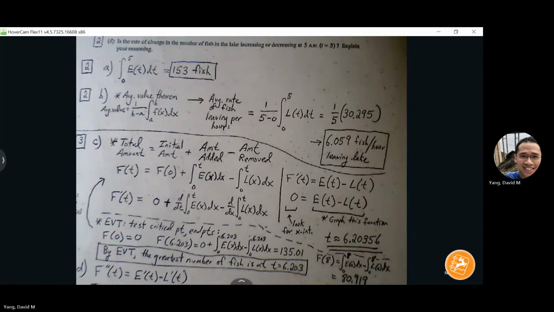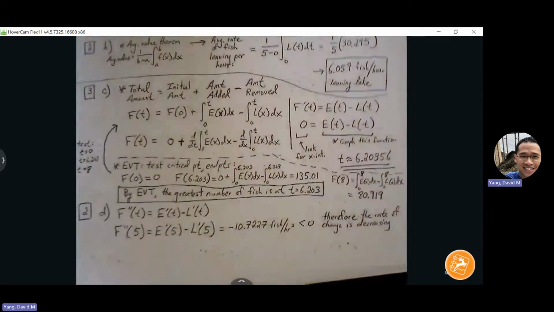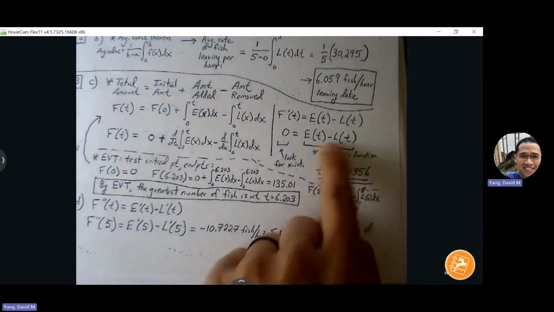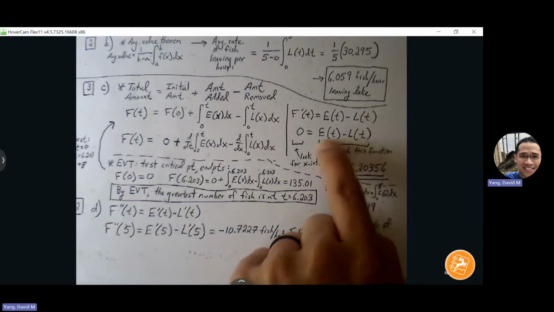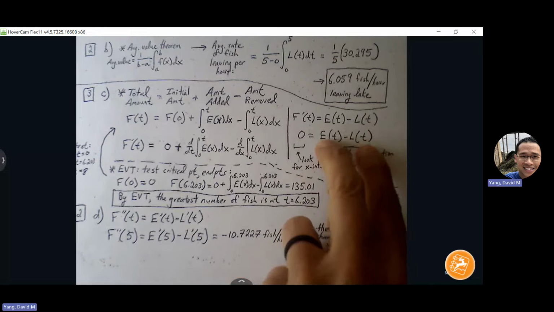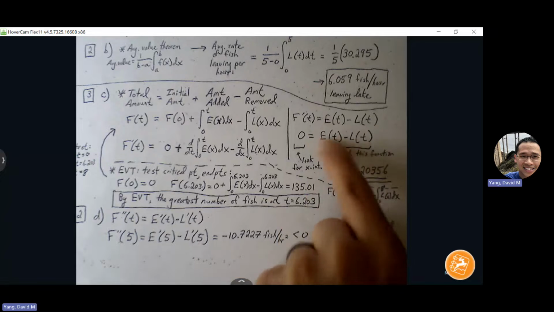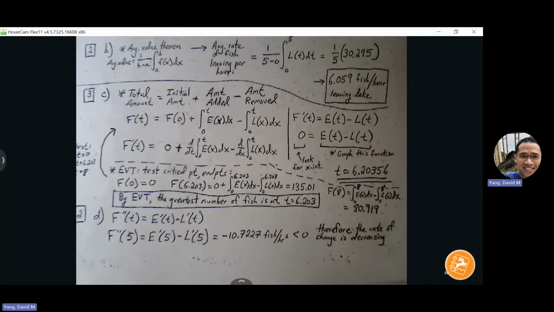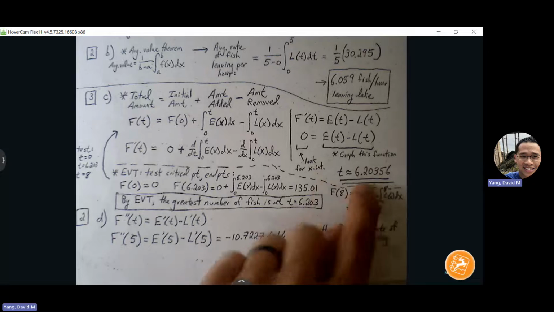So this is how we're going to use our calculator. We want to find when our derivative is equal to 0. We set our derivative equal to 0. So we're going to graph E of t minus L of t. Enter all this mess into your y1, y2, or y3. If you want to do y3 equals y1 minus y2, and then just make sure that you don't see the graphs for 1 and 2. Graph it, and then look for the x-intercept.